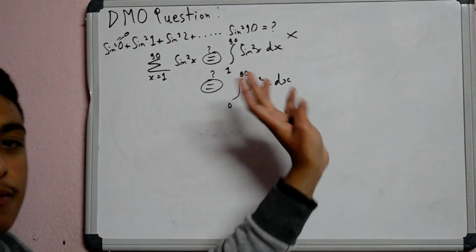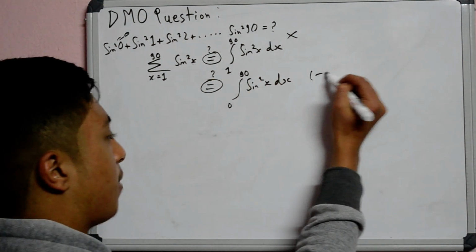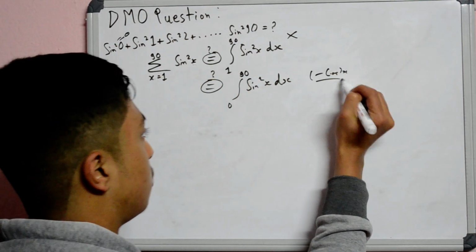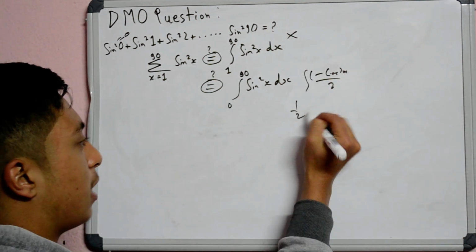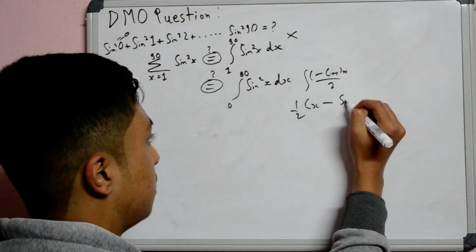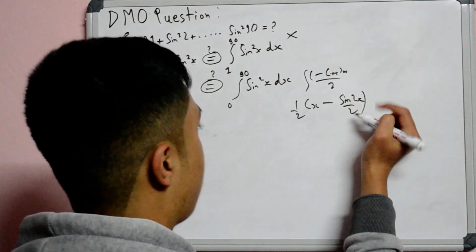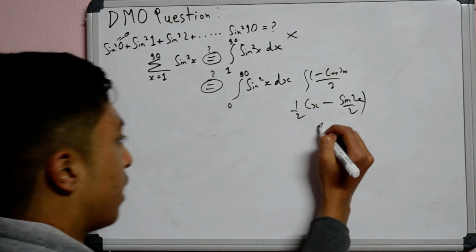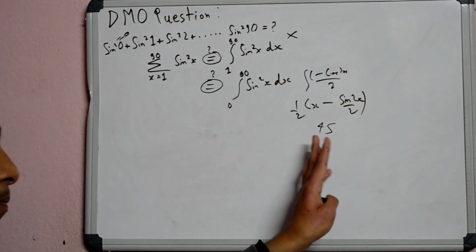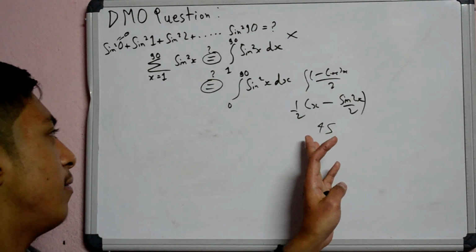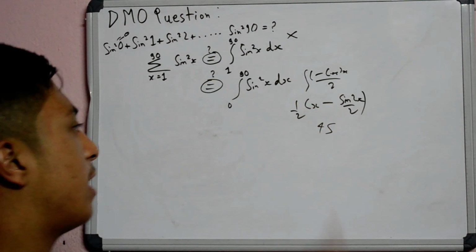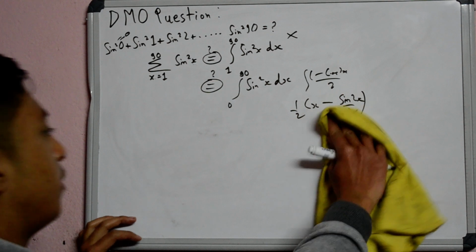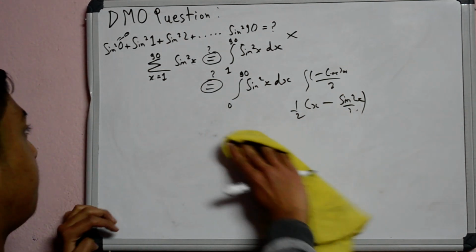Now if you want to compute the value for this, it is just 1 minus cos 2x over 2, integrate to get 1 by 2 x minus sine 2x by 2 and so on, and you get 45. I think, yeah, it should be 45, but that's not the actual answer.